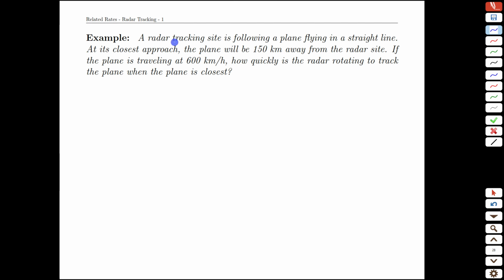In this related rates example, we have a radar tracking site that is following a plane that is flying in a straight line. At its closest approach, the plane will be 150 kilometers away from the radar site. So what we're imagining here is that we have a radar site that's tracking a plane. At its closest approach, the plane will be 150 kilometers away. Meanwhile, the plane is traveling at 600 kilometers per hour.